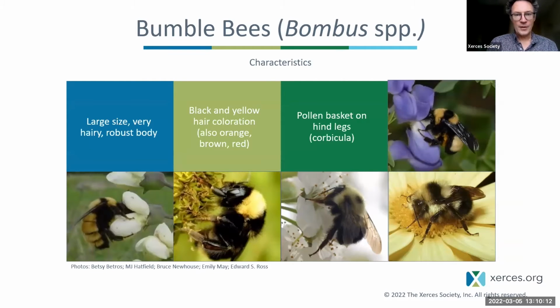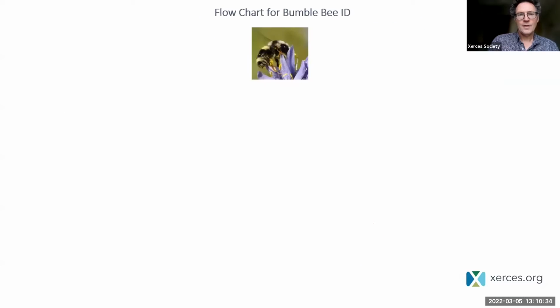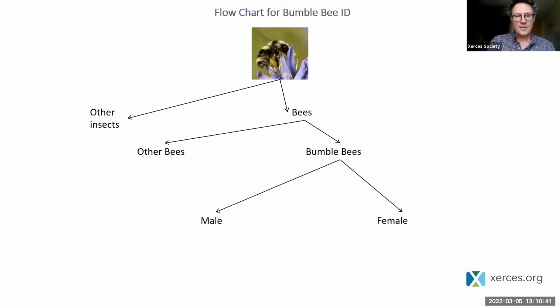So here are some more characteristics of bumblebees. That large, very hairy and robust look to them. Black and yellow hair is typical of many species in our area, but that can be joined with orange, brown, or red, or even white hair. The pollen basket that we've discussed. So let's assume that we are able to distinguish this as a bee rather than some other insect, and it's a bumblebee rather than another type of bee. Now we want to know, is our bumblebee a male or a female bee?